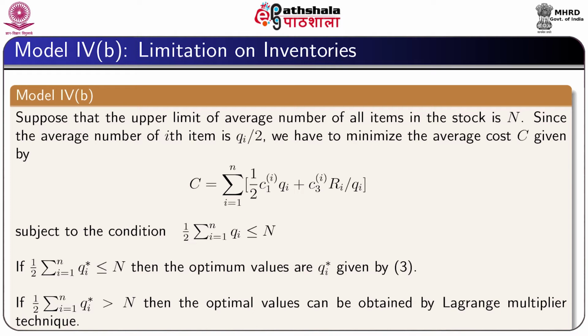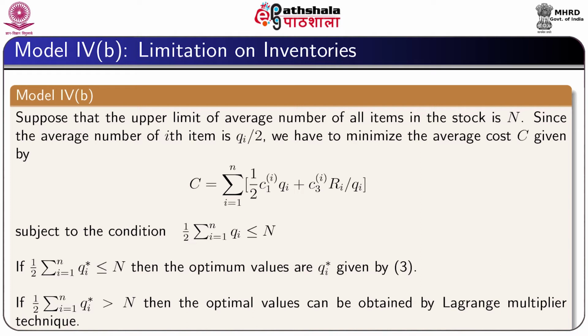Suppose that the upper limit of average number of all items in the stock is n. Since the average number of items is qi by 2, we have to minimize the average cost c given by c equal to summation over i equal to 1 up to n of half c1i qi plus c3i ri by qi, subject to the condition half sigma i equal to 1 up to n qi is less than or equal to n.